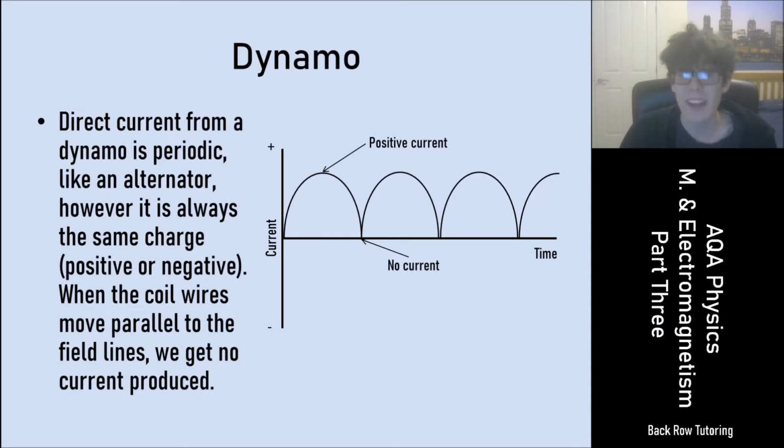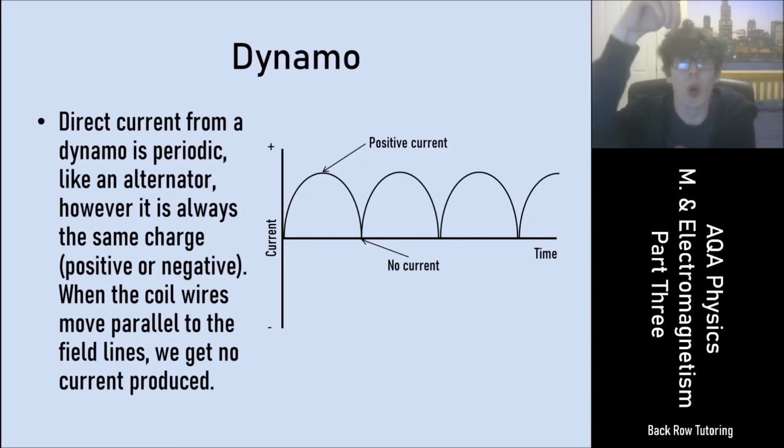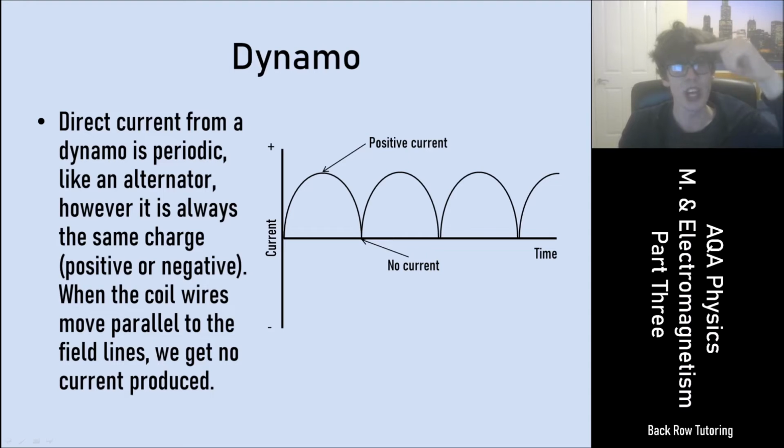Direct current from a dynamo is periodic, like an alternator. However, it is always the same charge. It's always positive or negative. When the coil wires move parallel to the field lines, we get no current produced. So again, when these parts of the coil go right through and intersect with the field lines, you get a peak in the current. But when they travel parallel to the magnetic field lines, you get no current. But notice this time, it's always the same polarity. It's always positive, never negative. Or alternatively, it could always be negative and never positive. But we don't get an alternating current, we get a direct current.